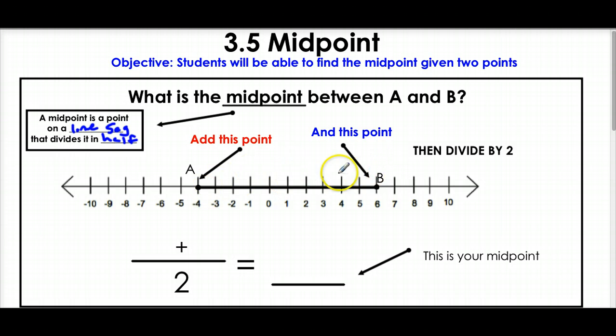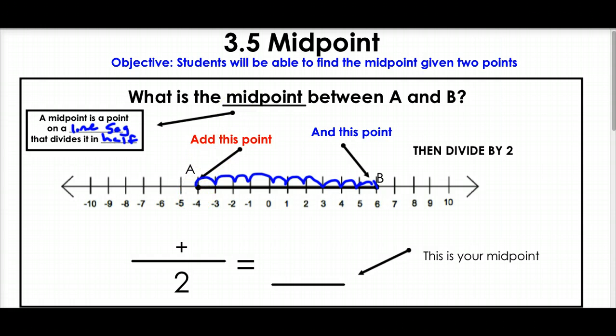So if I want to find the midpoint between A and B, a good way to do it would be to find the total distance and then cut that in half. So let's see how far these 2 points are from each other. They are 1, 2, 3, 4, 5, 6, 7, 8, 9, and 10. So these have a distance of 10 from each other.